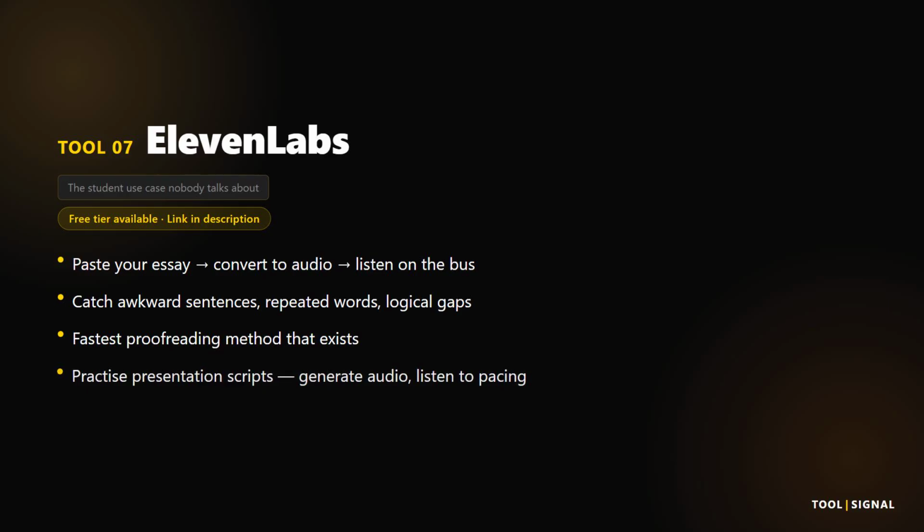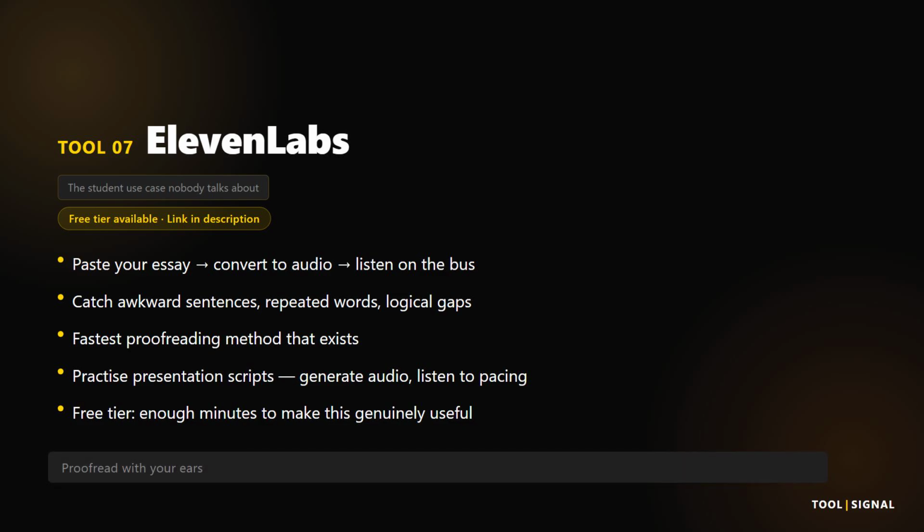Tool 7, and this one most students haven't thought of, ElevenLabs. You know it as a voice generation tool, but here's the student use case nobody talks about. Take your essay, paste it into ElevenLabs, convert it to audio. Now listen to your own work read back to you while you're on the bus, cooking, or at the gym. You will catch awkward sentences, repeated words, and logical gaps that your eyes skip over when reading. It's the fastest proofreading method that exists. Beyond that, if you're doing a presentation and want to practice your script, generate an audio version and listen to the pacing. The free tier gives you enough minutes to make this genuinely useful.